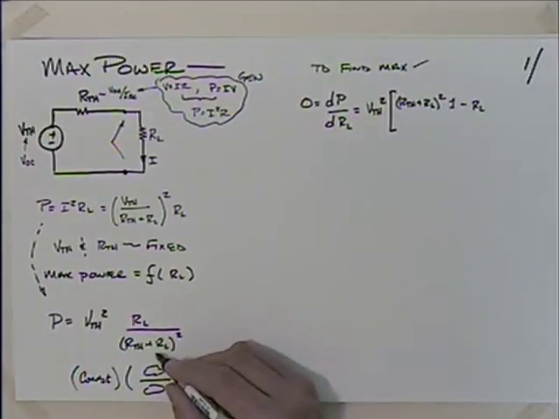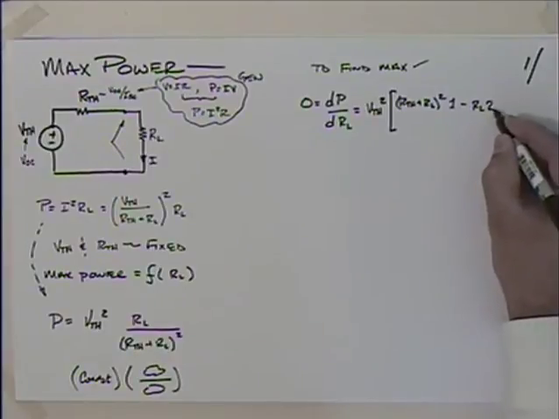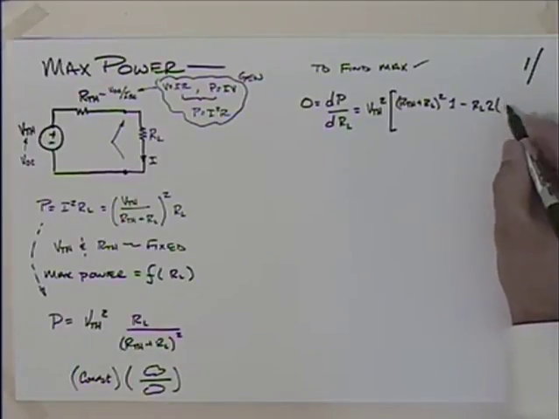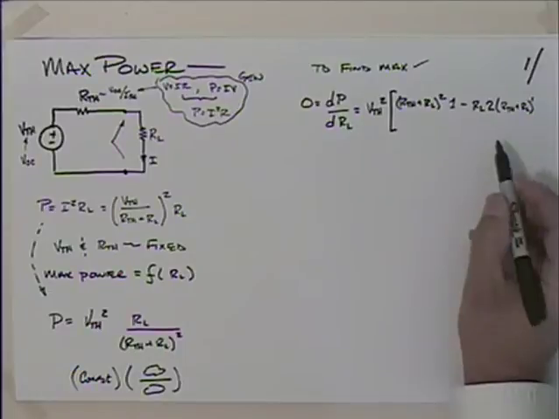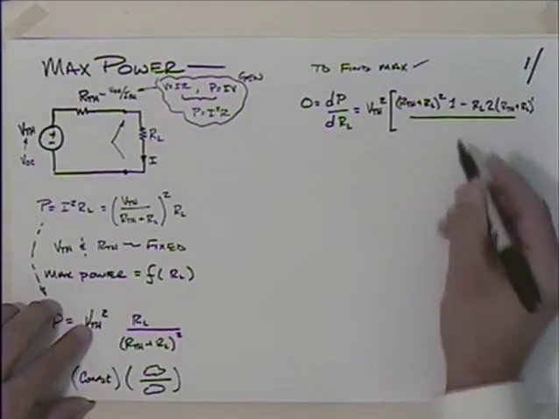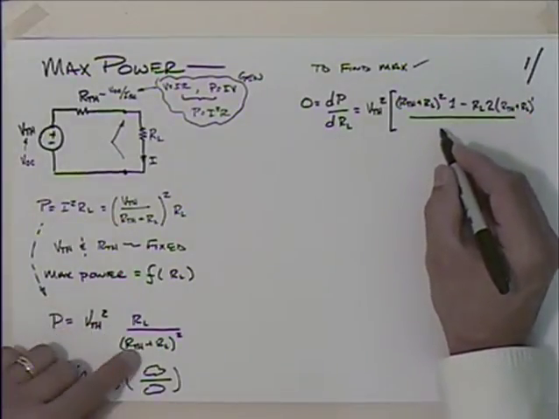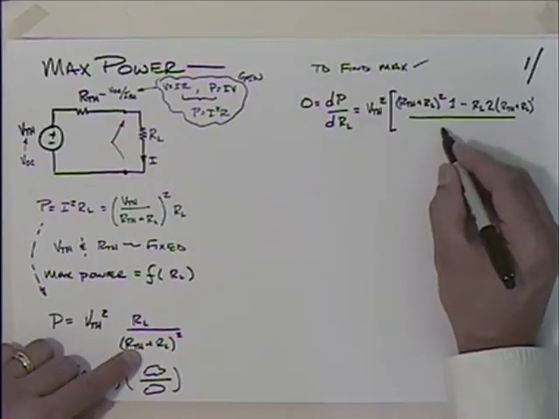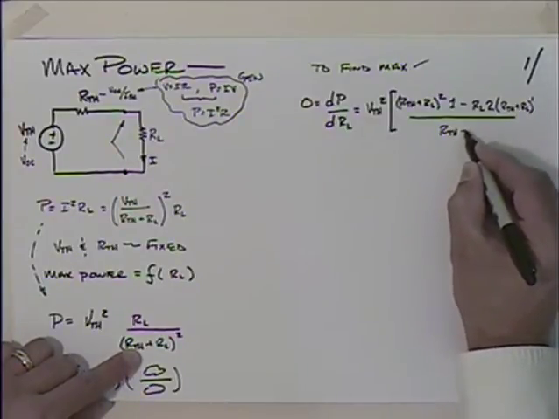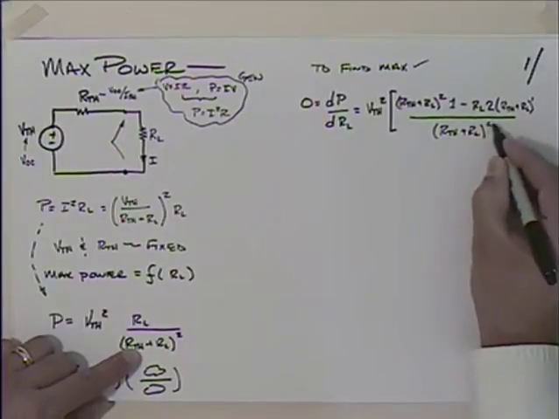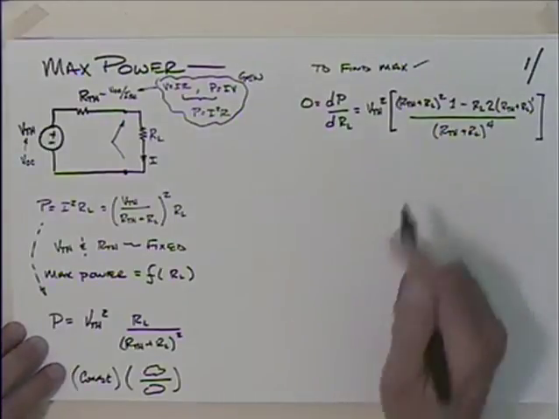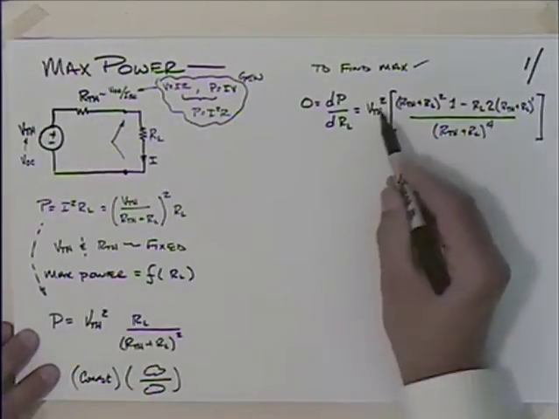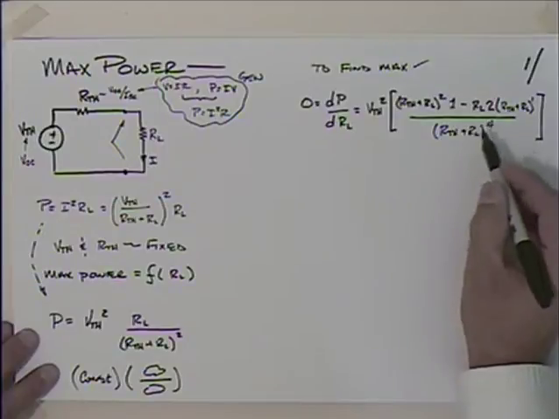Well, for the derivative of the denominator, I have to use the chain rule, so that's going to be 2 times R sub Thevenin plus R sub L taken to the first power, right? And then the quotient rule requires me to take the denominator and square it. So when I square something that's already squared, I get it to the fourth power. So I've got something like that. Again, I've got a constant here times a quotient. Go through the calculus on that.